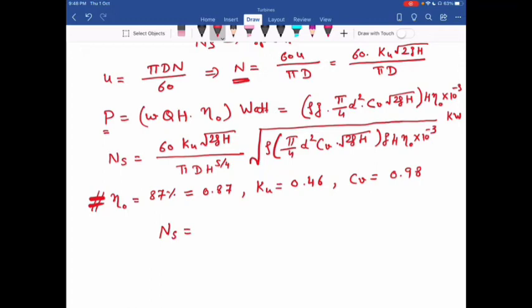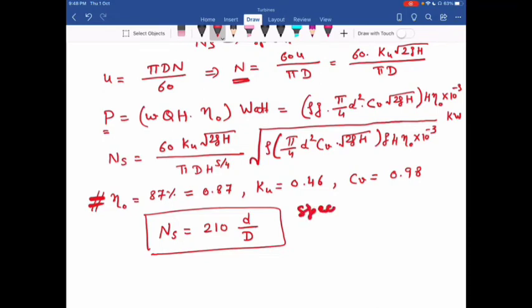You see this is equal to 210 d divided by D. So this proves that specific speed is a function of jet ratio. You can say specific speed is a function of jet ratio.